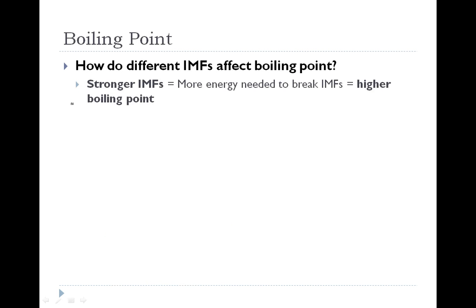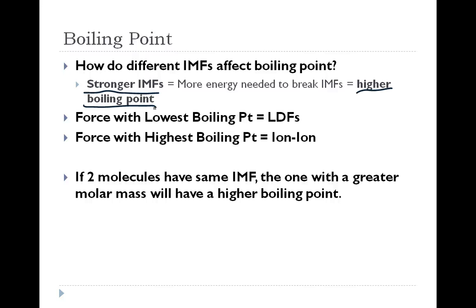Okay, so to summarize, the stronger the intermolecular forces, the more energy it's going to take to break that force. Therefore, they're going to have a higher boiling point. It's going to take more energy, more heat to break those forces and turn it into a gas. The force with the lowest boiling point would be LDFs because they are the weakest. The highest boiling point would be ion-ion forces.